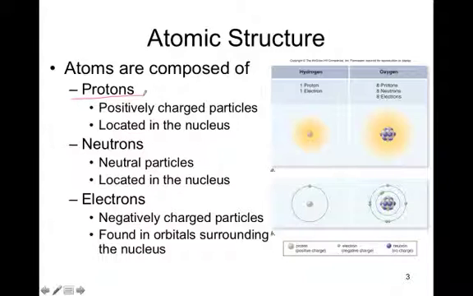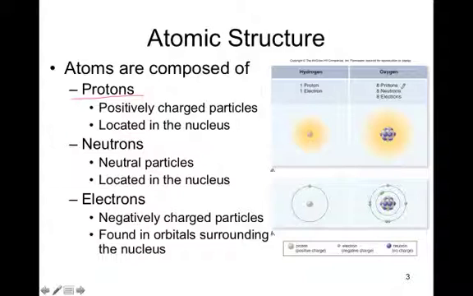Protons are positively charged particles, and they're located in the nucleus. Here you can see two examples, one of hydrogen and one of oxygen. Hydrogen has only one proton. Oxygen, however, has 8 protons.